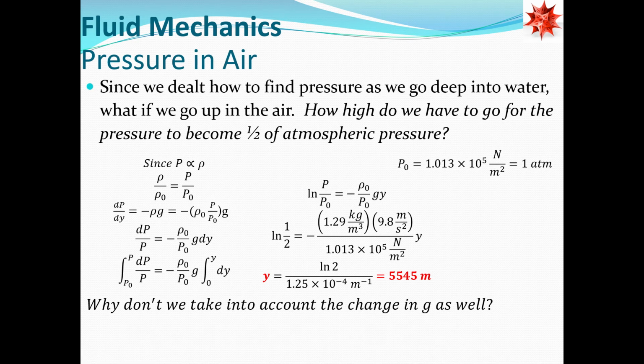Now, you can ask yourselves, why don't we take into account the change in g as well? One thing you should remember from before is that as we get higher in the air, our value of g is also height dependent. So technically, when we integrate this, normally we wouldn't be able to pull the g out. g would have to be inside this integration, and we'd have to come up with some equation, probably GM over r squared, in order to figure out how this is affected by the height change. However, we don't have to take that into account.